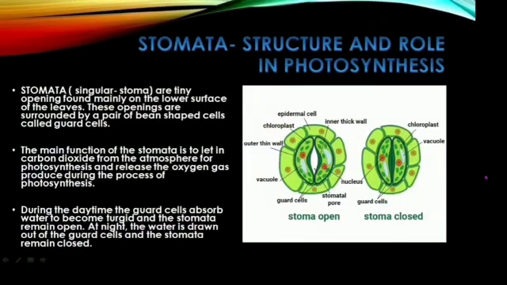Students, now let us understand the mechanism of closing and opening of stomata, because this is very important to understand how the stomata actually function. How is it able to provide carbon dioxide for photosynthesis, and how does it help in the excretion of the oxygen which is produced as a byproduct during the process of photosynthesis? So let us see, children.